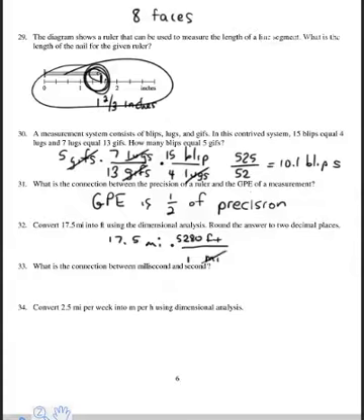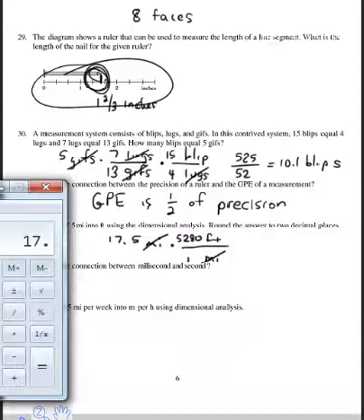Unit of measure of mile cancels out, so we get 17.5 multiplied by 5,280, 92,400 feet in 17.5 miles.